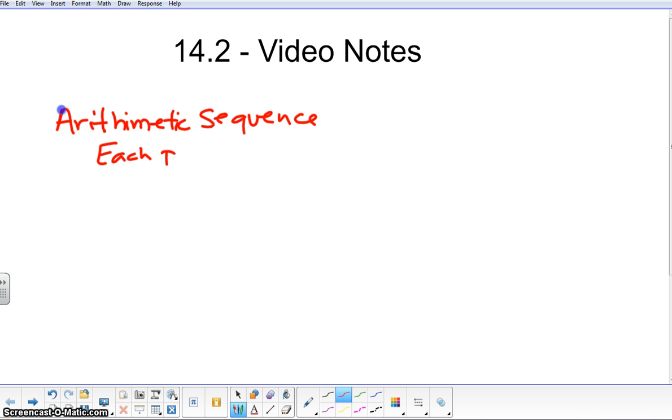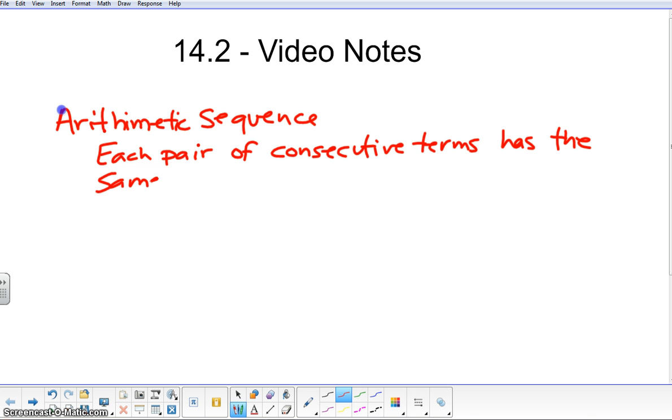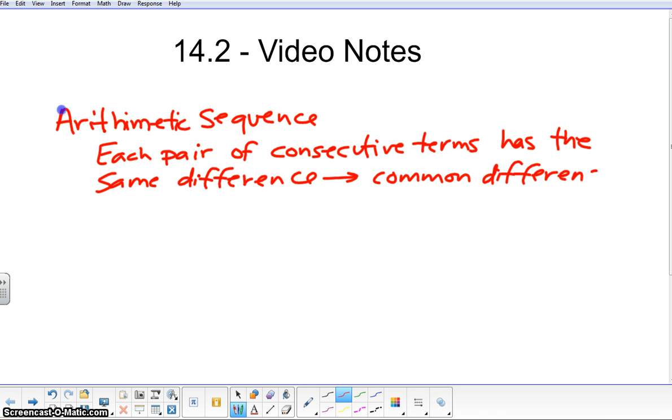Each pair of consecutive terms has the same difference. Okay, it is called the common difference. Okay, and that has a special variable to go with it all the time for arithmetic sequences. So if you see a variable d, that's what it's referring to.